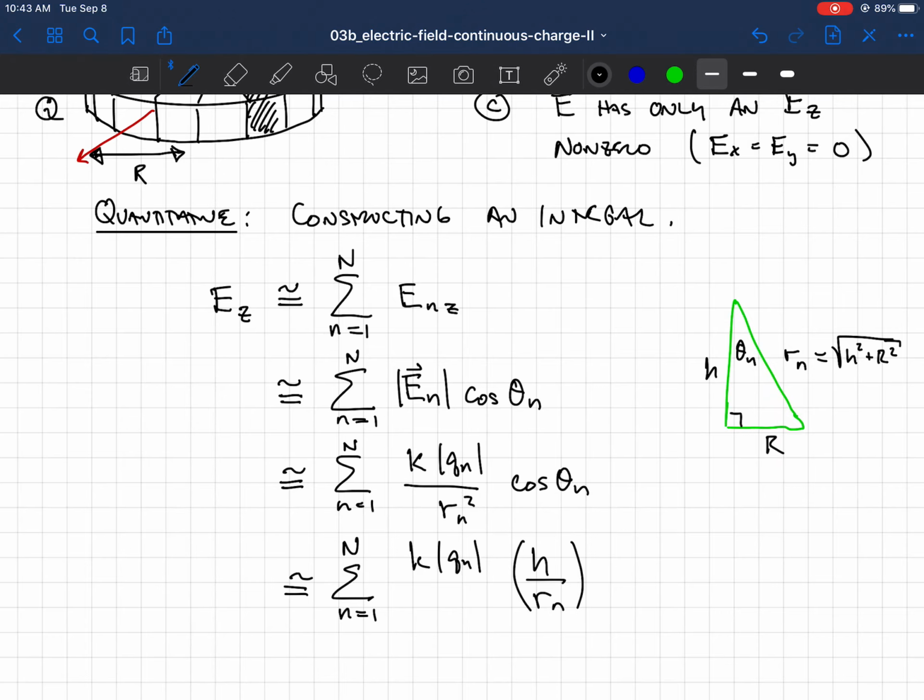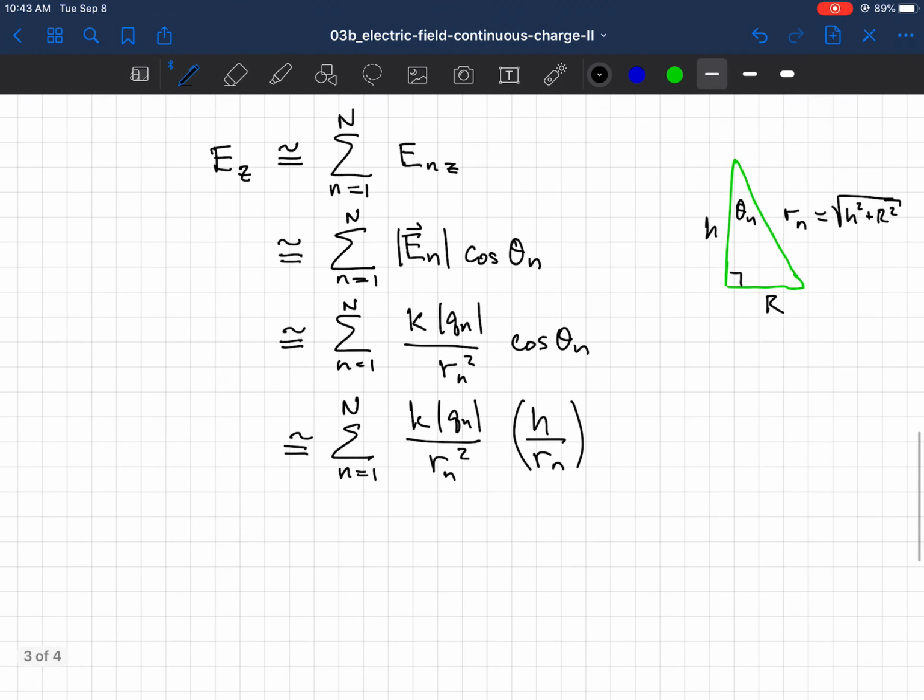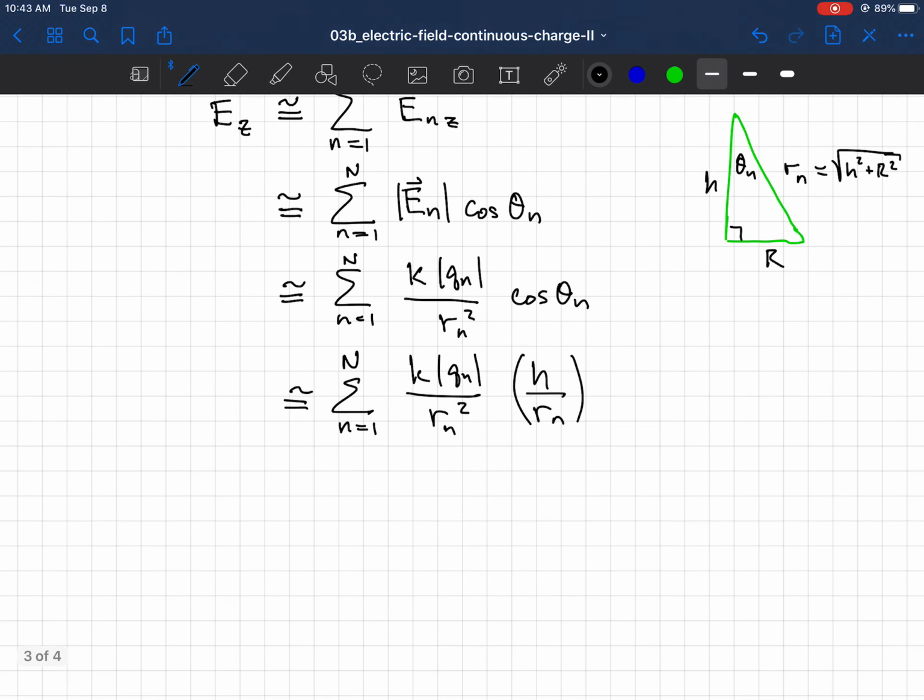We still have the rest of it, the magnitude of E. And the other thing that we see is that r_n actually doesn't depend on the particular chunk. It doesn't depend on little n. So in the next line, we can say exactly what r_n is. I'll put the h up front here and up top. And r_n is equal to h squared plus r squared, square rooted. So this becomes h squared plus r squared to the 3 halves. And interestingly, none of this depends on n except for q_n.